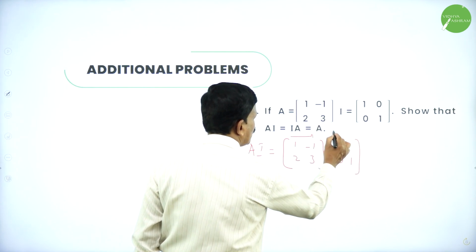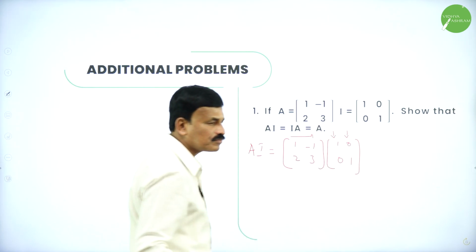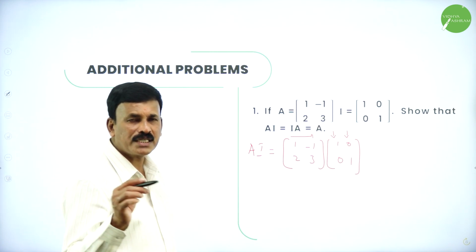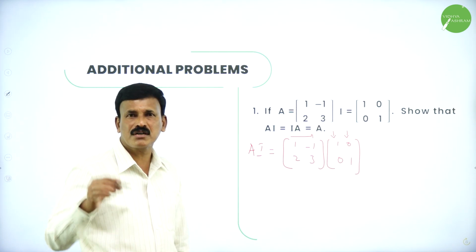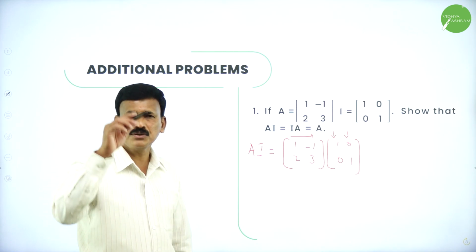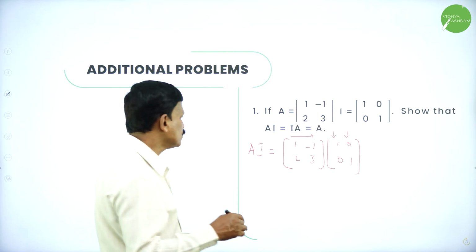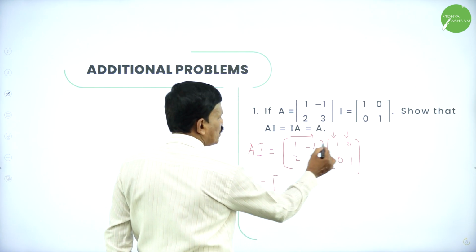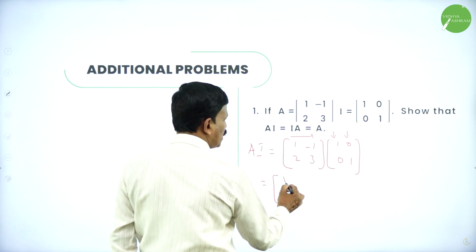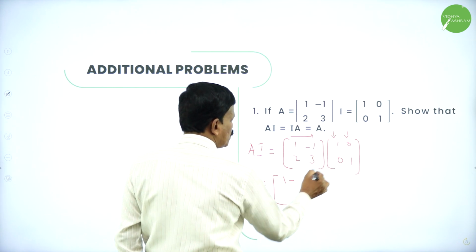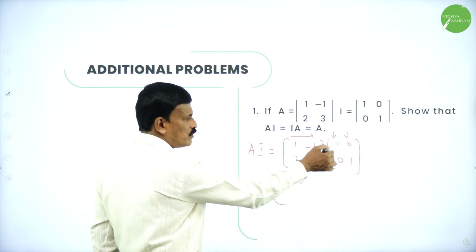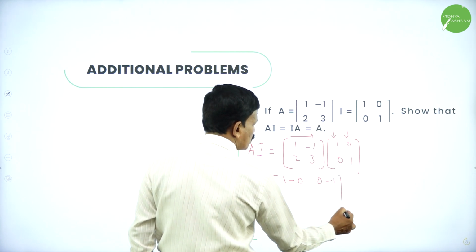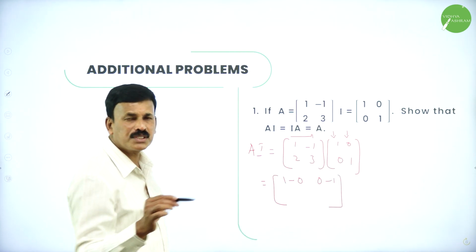So this is matrix multiplication revision. Again, revision of matrix multiplication. First row, first column; second row, first column, second column. Multiply this. First row, first column: 1 into 1 is 1, minus 1 into 0 is 0. Same row, second column: 1 into 0 is 0, minus 1 into 1 is minus 1. First row, first column, second column, finished.